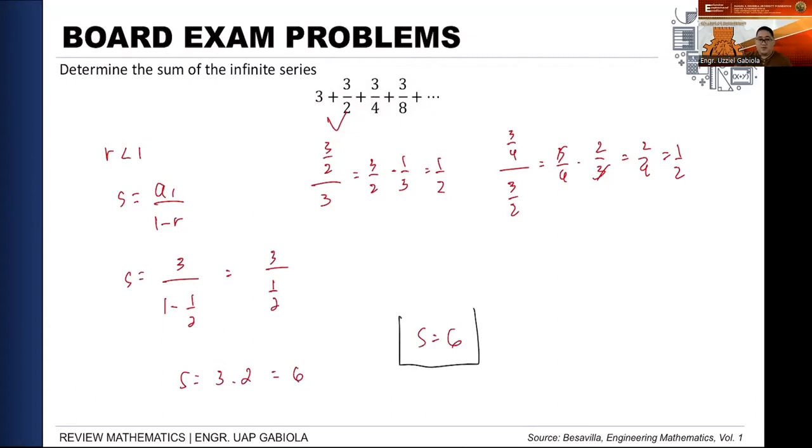Once na yung R mo is less than 1, ito ko lang sa formula. Ngayon, kapag greater than 1, automatic laging infinite yung sagot. No? So, halimbawa yung nakuha mong ratio is naging 5 halves, no? Or equivalent siya sa 2.5 yung R mo. So, since R is greater than 1, ang S mo will be infinite. No? Yan yung magiging sagot sa kanya.